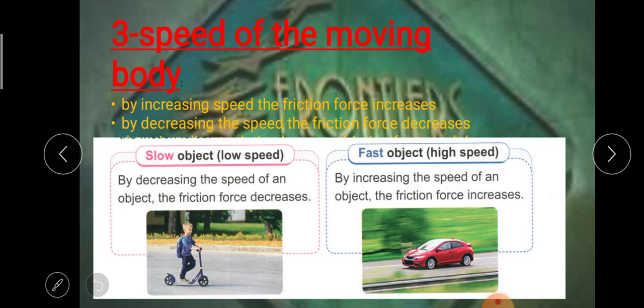So again, the friction force is directly proportional to what? It is directly proportional to the surface area and to the speed. And on the rough surface, the friction force increases, and on the smooth surface, the friction force decreases. I hope that you understand this part of the lesson.